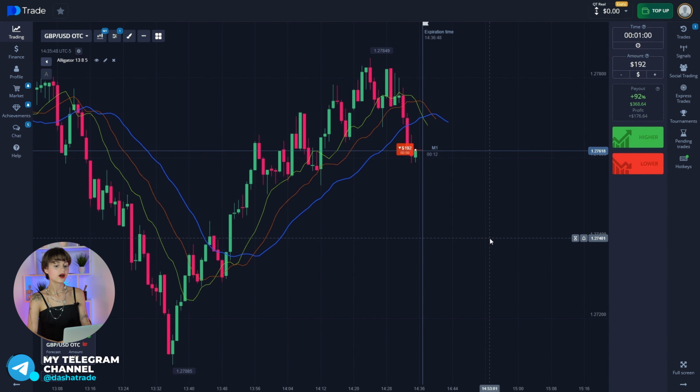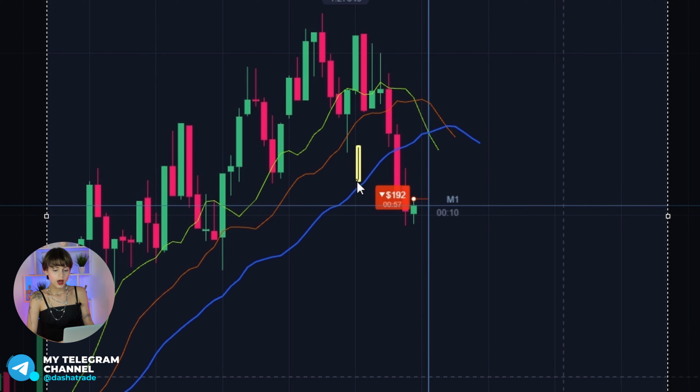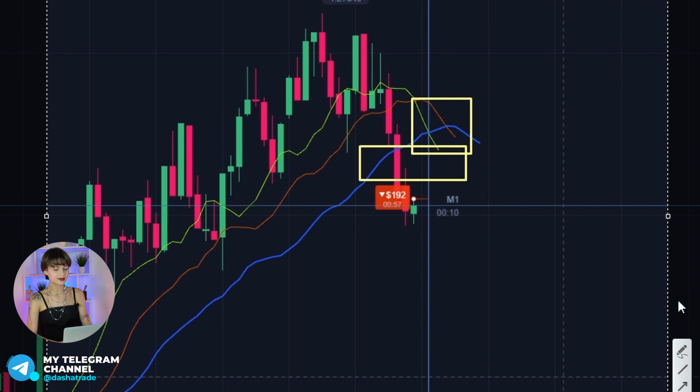I open a deal for 1 minute with lower. We see the price broke through the blue line, which was a level of support for us. We can also see the lines' intersection from top to bottom, which means the trend is being changed to downward. Besides, have a look at the candles. They're impulsive and full-bodied, and that means the seller is strong and they will push the price down.